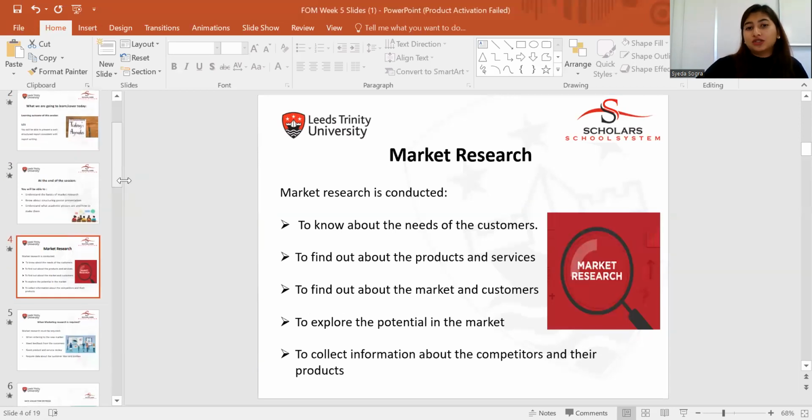Starting with market research. Market research is conducted to know about the needs and wants of customers, and also to find out about the products and services, to explore the potential in the market and find out about the market and the customers, and also to collect information about competitors and their products.